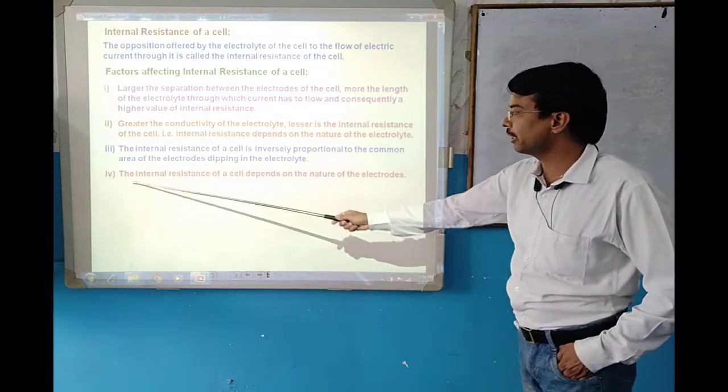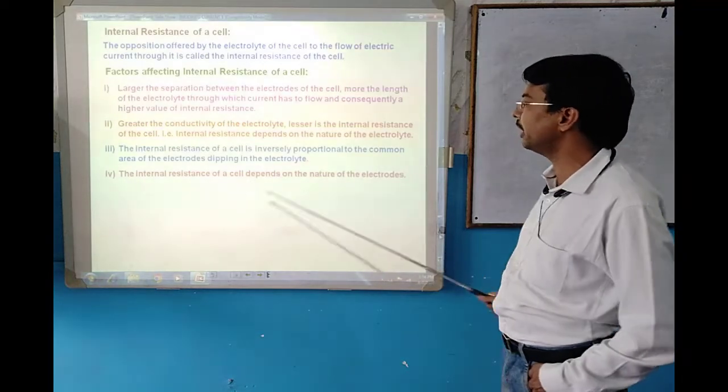And the next condition is that the internal resistance of a cell depends on the nature of the electrodes.